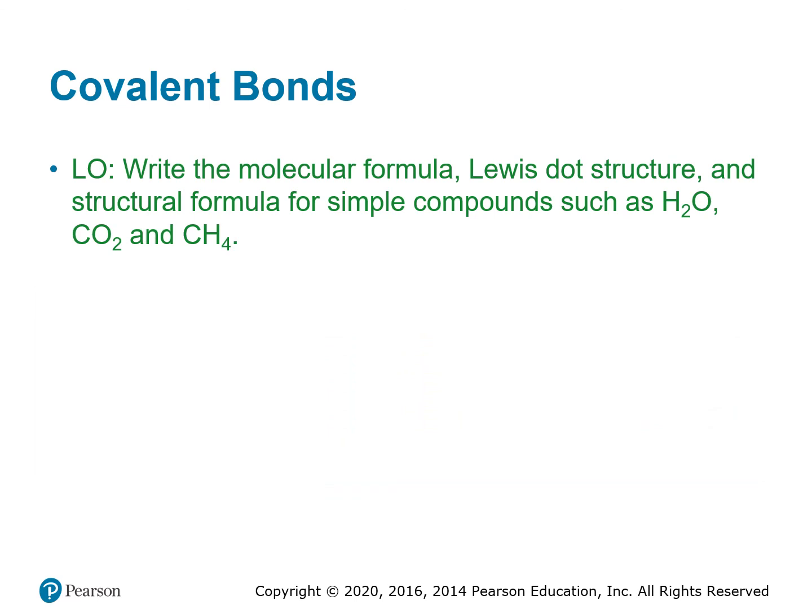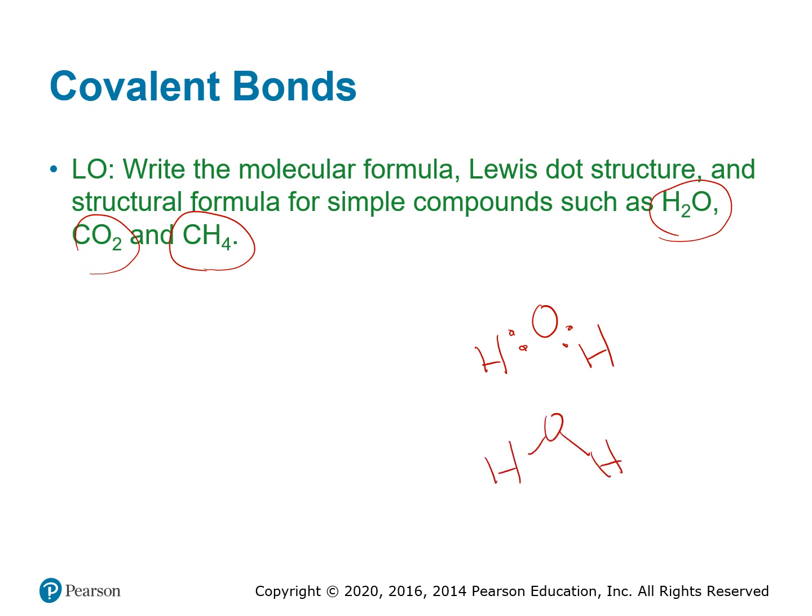So be sure to be able to write out and draw the Lewis dot structure of some common compounds. So let's look at water for a second. We said oxygen has 2 spaces to fill and hydrogen has 1 space to fill. So a water molecule is going to have a covalent bond between oxygen and each of 2 hydrogens. So this hydrogen now gets to share these 2 electrons.